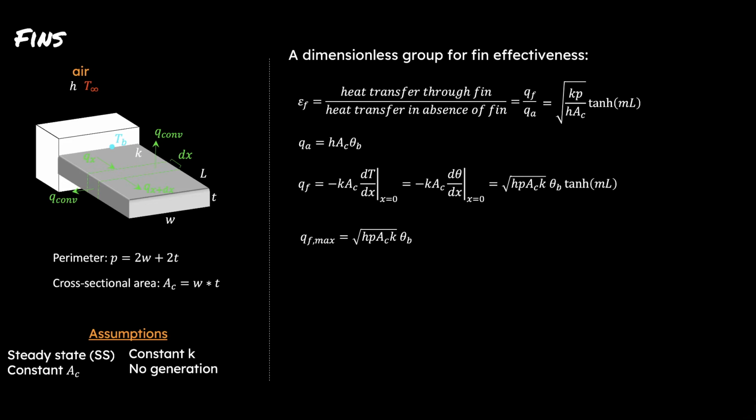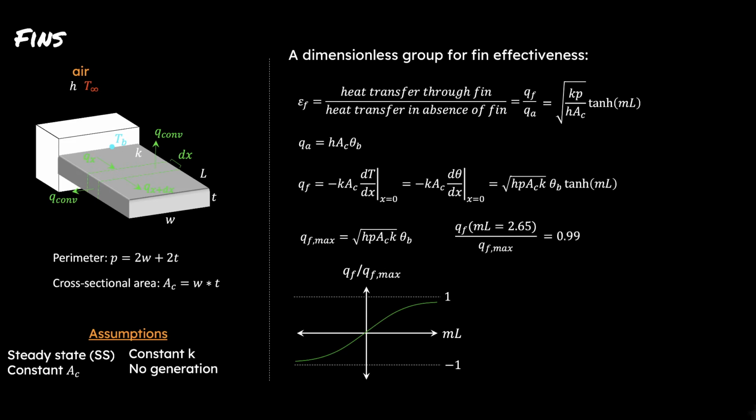We can now plot Q sub f divided by Q sub f max. We can plot this as a function of m times L. We know that Q sub f saturates for a large m times L at a value of Q sub f max, which is shown here in this plot. This means that there are values beyond which it is useless to continue to increase m or make the fin even longer.